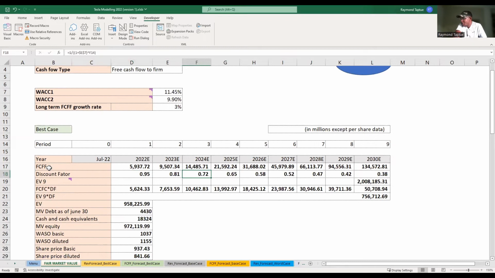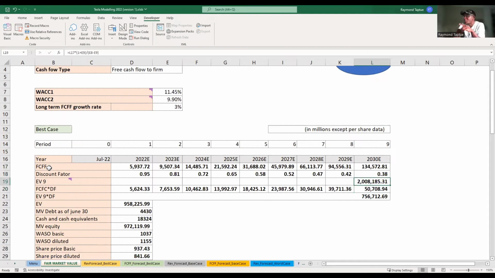So I determined the discount factor for the remaining period. I multiplied the free cash flow to finance by the discount factor, and this is what I get. And now for the enterprise value, first of all, the last year cash flow obviously is going to be discounted to get this.